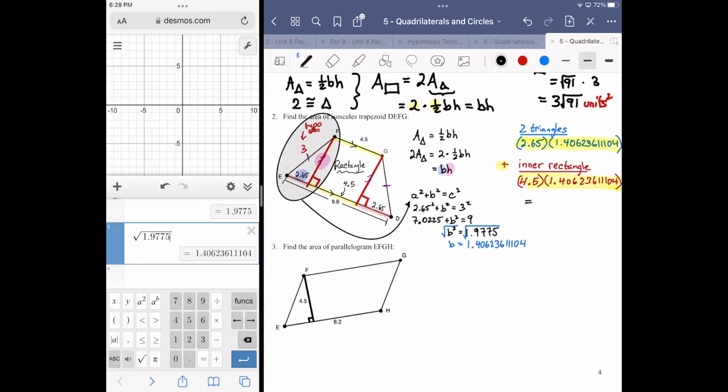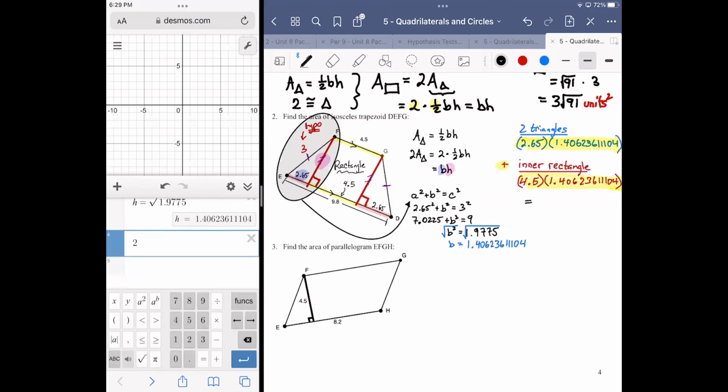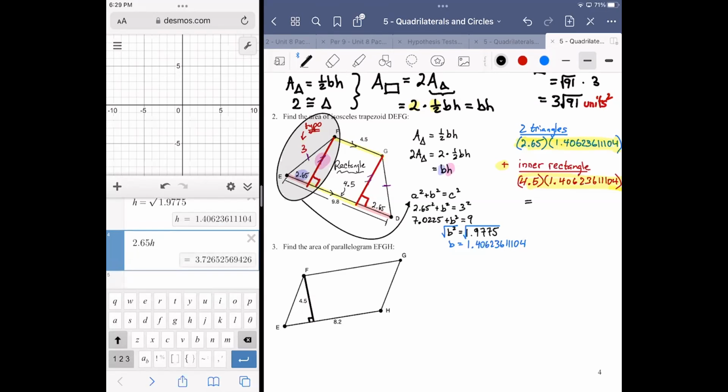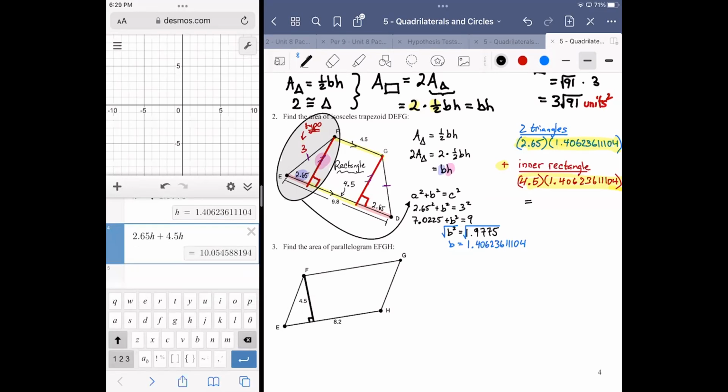So it's like, okay, well, that's a lot to type in. But what you can do is you can set whatever this value is. I have it in Desmos here. I can set it equal to whatever I want. Since that's the height, I'll just say h equals. And now anytime I type in an h, it's going to bring back that lengthy decimal. So I can do 2.65 h plus 4.5 also h. Right? And so the total area of this trapezoid would be that lengthy decimal. And you know, if you're not given any rounding instructions, your best bet is to just put the entire decimal down as your final answer.